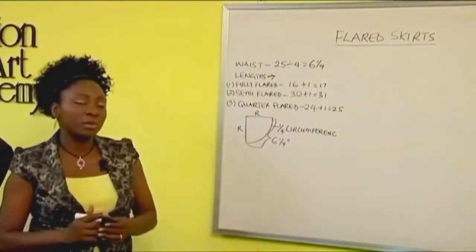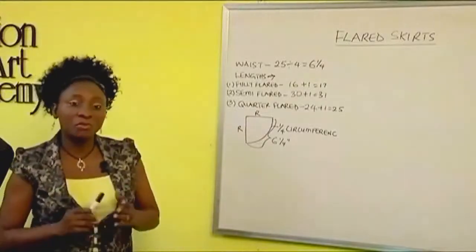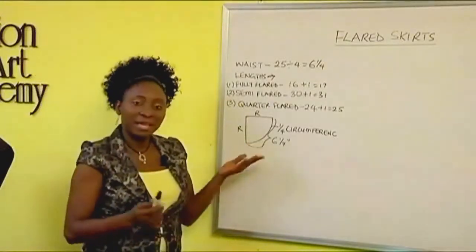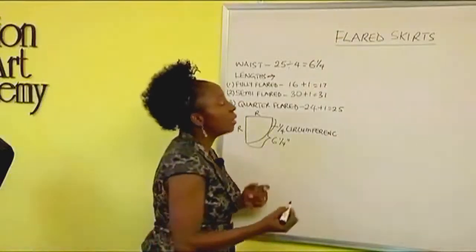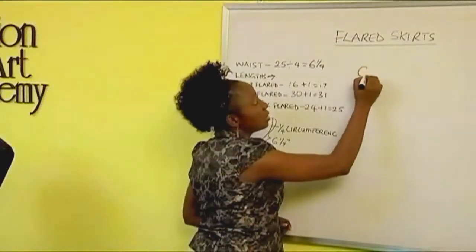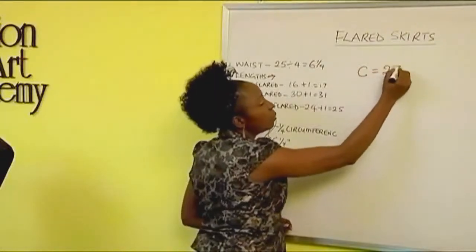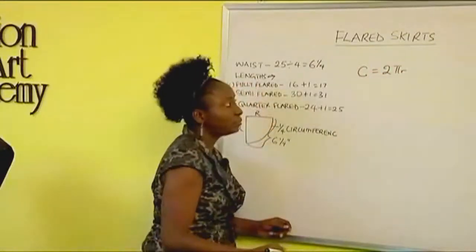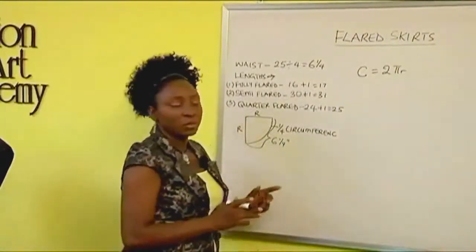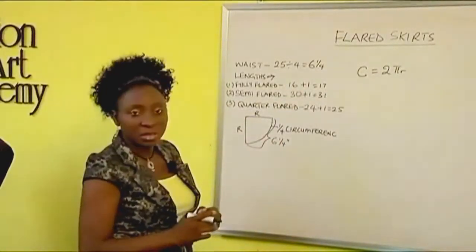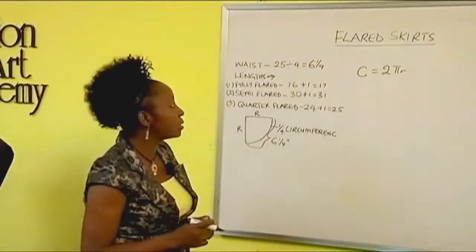Now, the first thing we need to know is, what is the equation for finding the radius? And that's very simple. It's the same one we use to calculate the circumference, and that will give us C equals 2 pi r. As simple as that. Now, what we're going to do is to try and work this out as much as possible before we arrive at the answer.